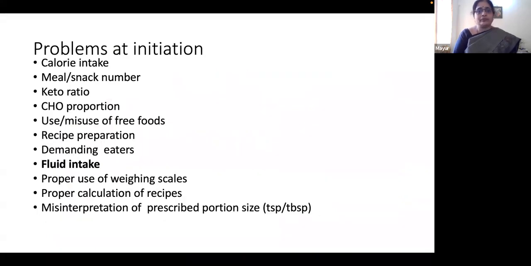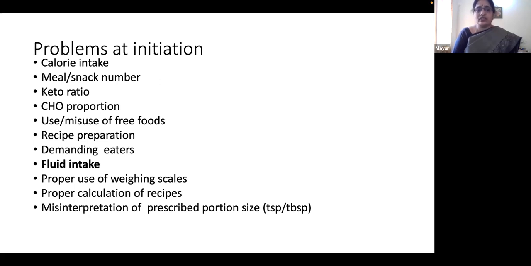Next slide, ma'am. What are the problems at the initiation? Calorie intake. As per the 3-day dietary recall, we would have calculated the calorie recommendation as, for example, 1,500 kilocalories per day with a 7 meal pattern and the keto ratio being 2:1.